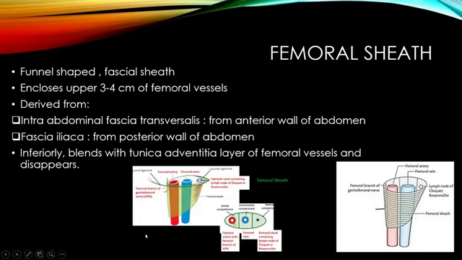Along with this, an important point to be discussed is the presence of medial and lateral anteroposterior septa that divide the femoral sheath into three compartments. This is the lateral compartment, this is the intermediate compartment, and this is the medial compartment. The lateral compartment consists of the femoral artery along with the femoral branch of the genitofemoral nerve. The intermediate compartment consists of the femoral vein, and finally, the medial compartment consists of the lymph node of Cloquet. It is the smallest compartment of the femoral sheath, and it is called the femoral canal.